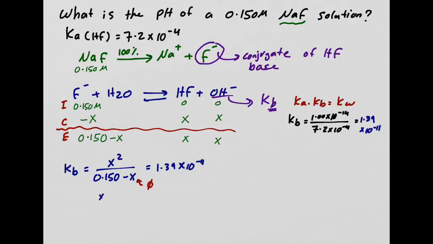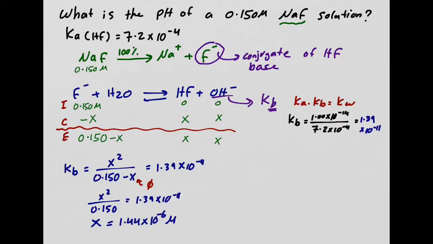And let me write it out. So it'll be x squared over 0.150 equals 1.39 times 10 to the minus 11. So if you solve for x, what do you get for x? Hopefully you got 1.44 times 10 to the minus 6 molar, right? It's all molarity. Okay. That's good so far.